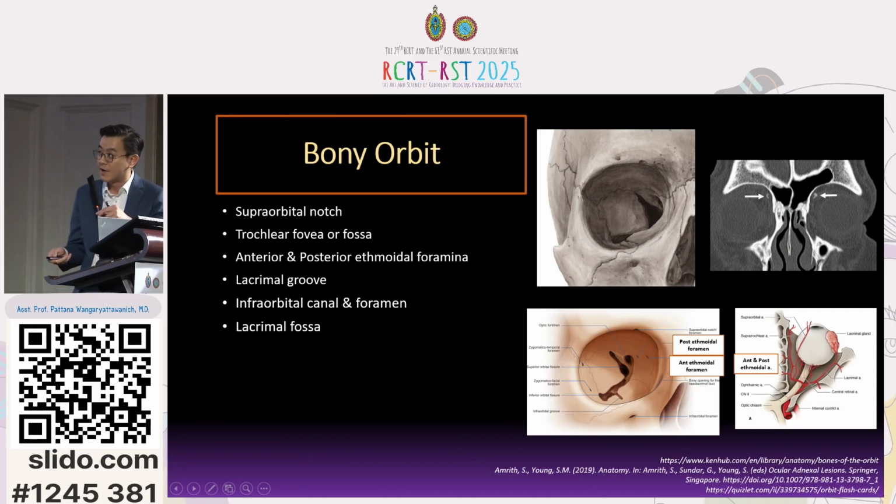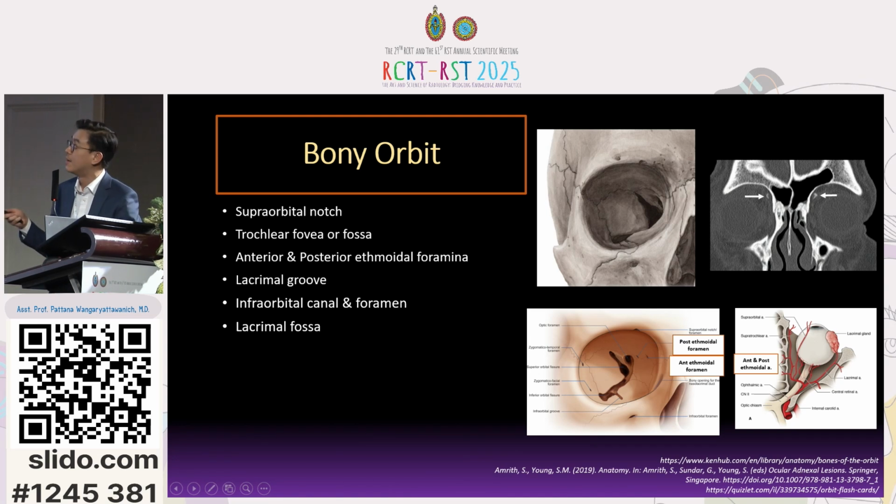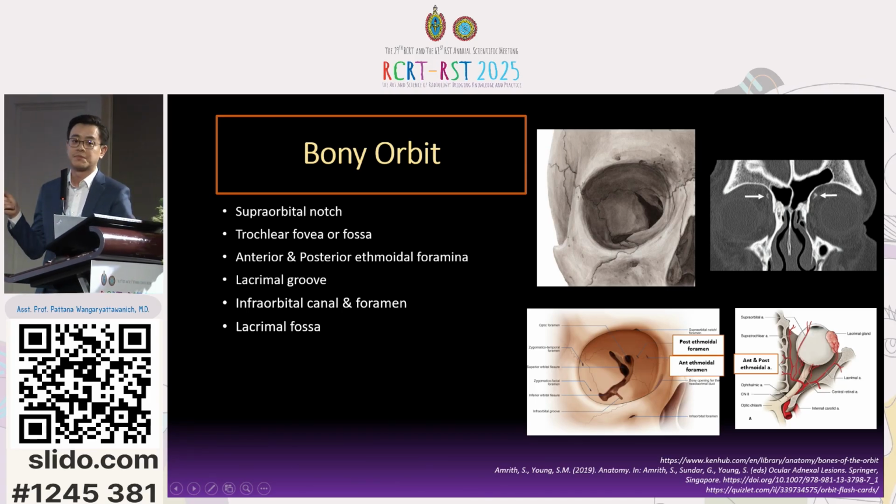So let's start from the 12 o'clock at the top of the orbital roof. First you will see that at the top of the orbital roof, just medial to the 12 o'clock of the orbit, is the location of the supraorbital notch. The supraorbital notch is the tiny notch through which the supraorbital nerve, a branch of cranial nerve V1, runs along the roof of the orbit. And when it exits out from the orbit, it passes this tiny notch and then supplies sensory function at the forehead.